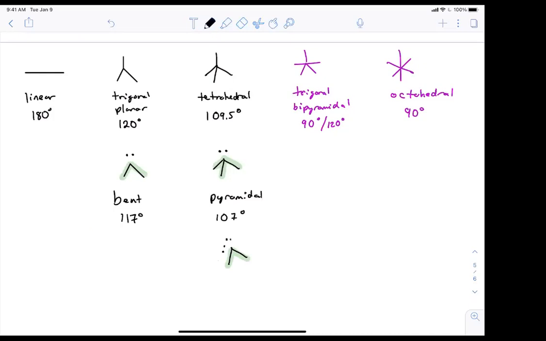I can't see hands raised, by the way, so you just speak up. Is that the seesaw? No. Look at what it looks like compared to another shape here. Bent. It's also bent. Seesaw goes in a higher level, and you'll see that a little bit later. So bent, but this bent is about 104.5 degrees.